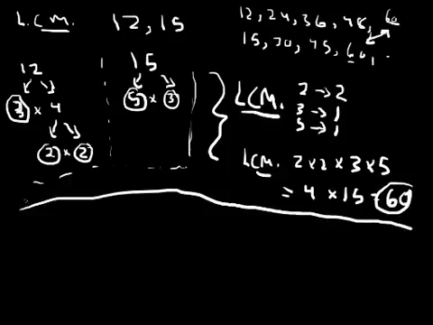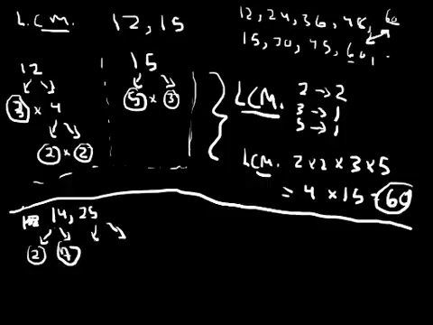If you want to do another number, so let's just say, I don't know, I want to keep it small. Not 12. We'll just use 14 and 25. So you know that 14 is really 2 times 7. And then 25 is 5 times 5.